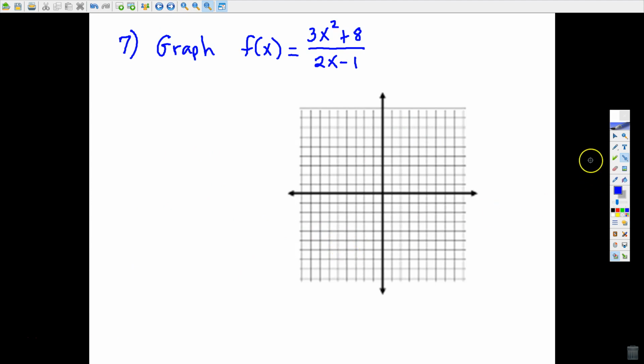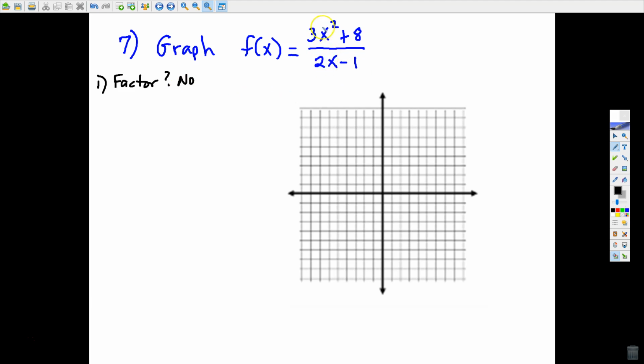Number 7, another rational function graph. So let's just go through our process. Just talk yourself through these points. Can you factor? And the answer is no. Nothing factors in the numerator, it's prime, and the denominator is also prime. So nothing factors, so therefore I can't cancel.